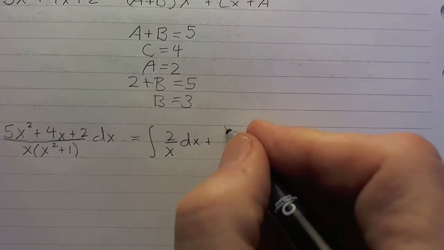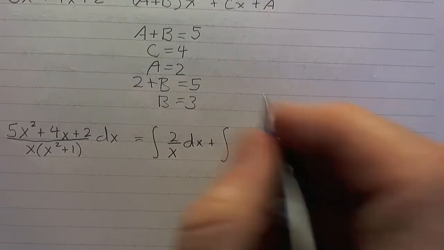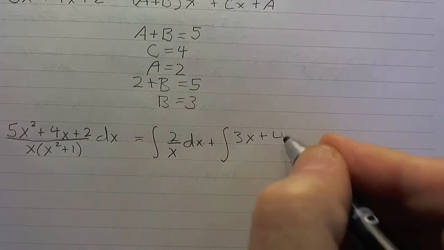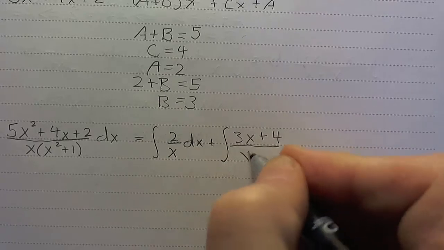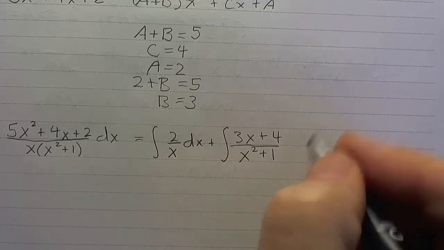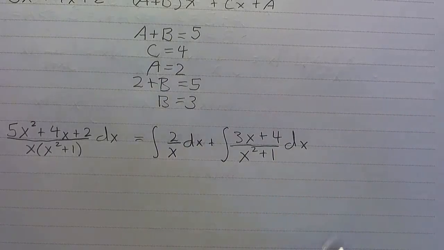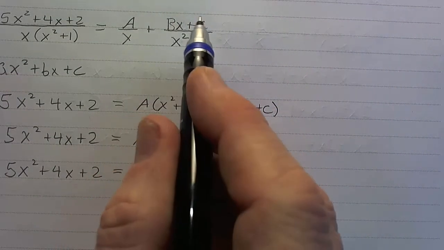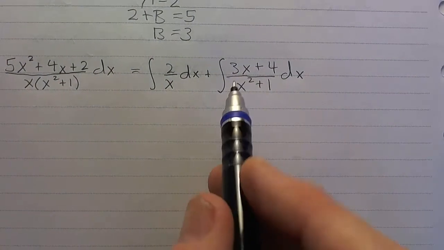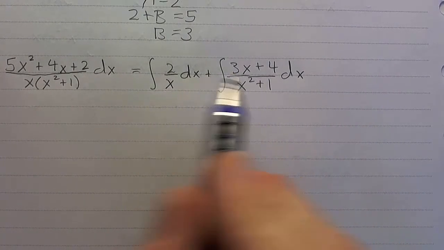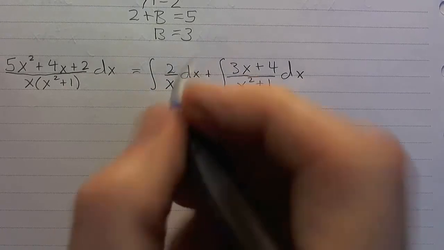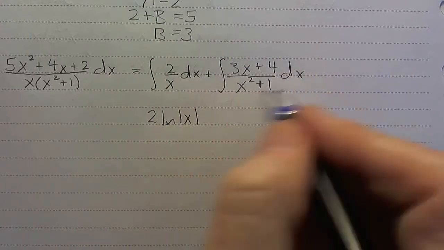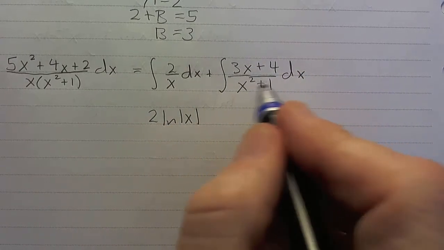So here's what we've got. We've got 3x plus 4 over x squared plus 1. See? So the b was 3, so I just put the 3 right there and then the 4 there. And there we have it. Now, we've got two integrals to deal with. This one's easy. This one is just 2 log absolute value of x. But what about this one? Well, this one's going to take a little bit more work.